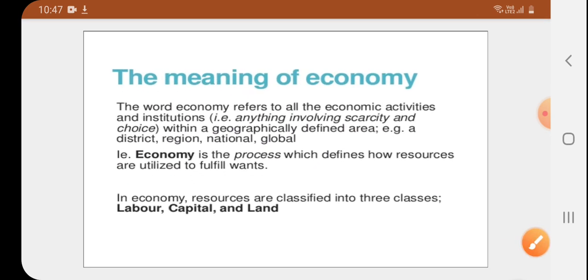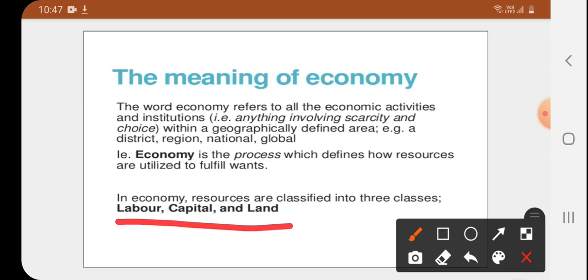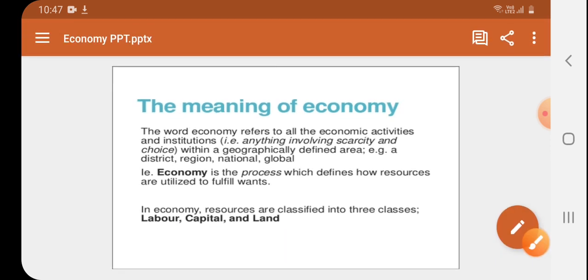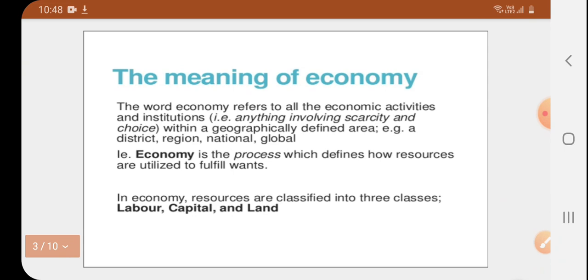Now, what are the resources here? In economy, resources are classified into three classes: labor, capital and land. Okay, labor means manpower, capital means the resources in terms of money or productivity, and land means the land area of that particular region or nation. Okay, so these resources are used for the production activity, right?